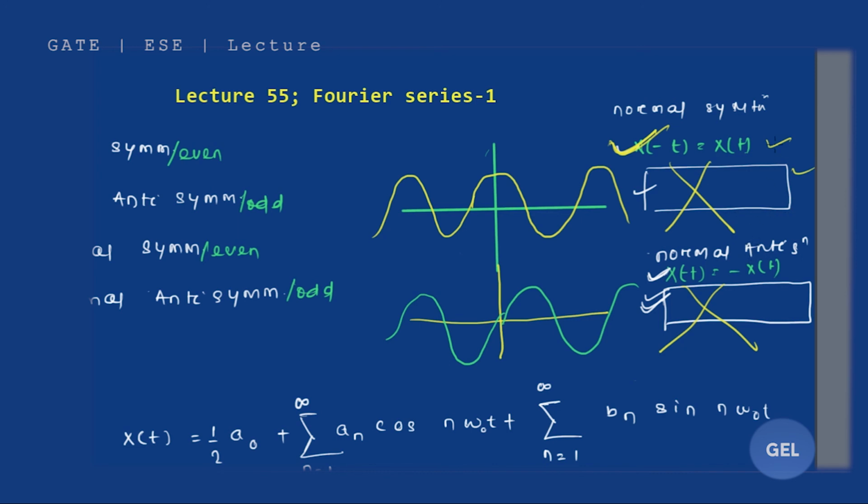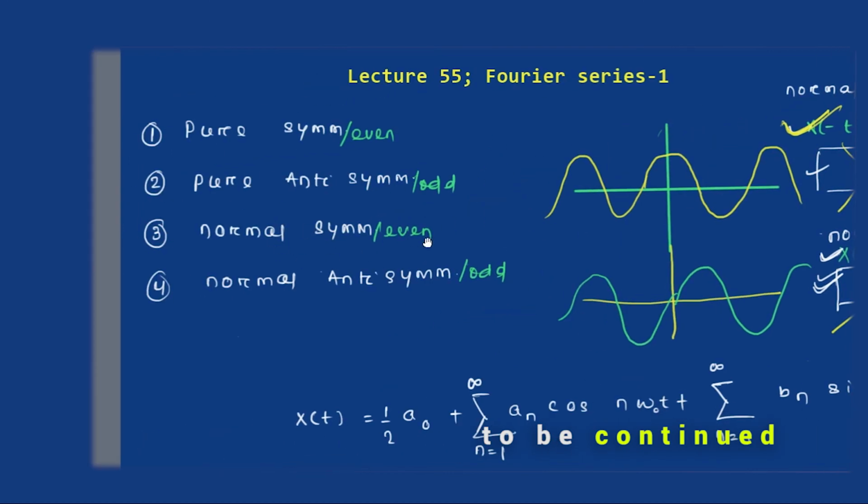Clear. When it is obeying two conditions, then it will be called normal symmetric or normal antisymmetric. When it is obeying one condition, let me write it like this. This one obeys one condition, this one obeys two conditions. When it obeys two conditions, then it will be regarded as normal symmetric and antisymmetric.